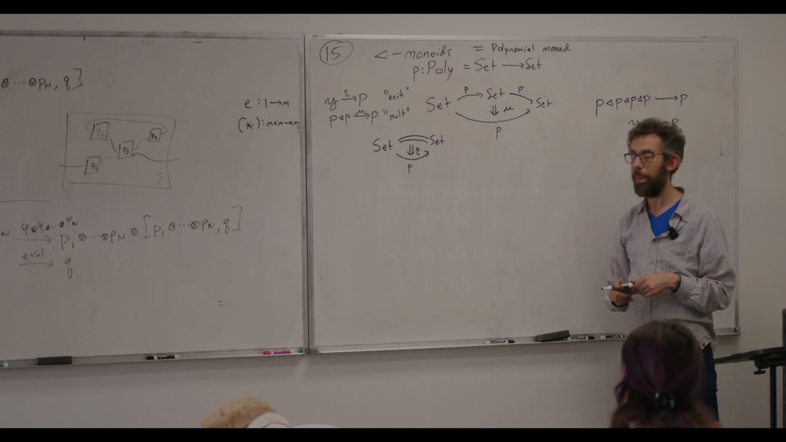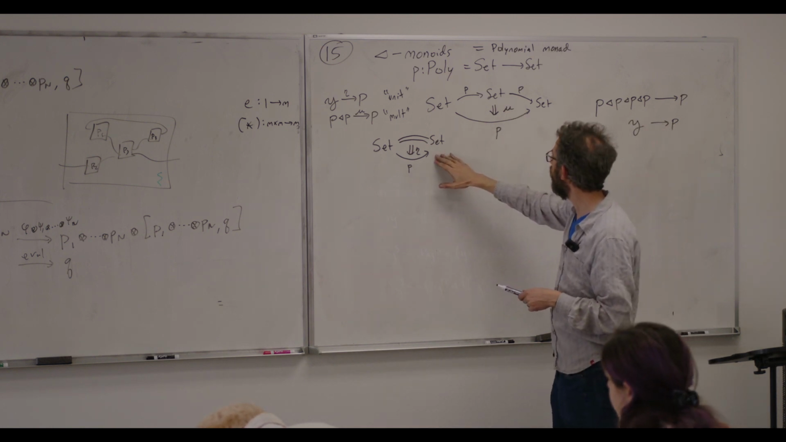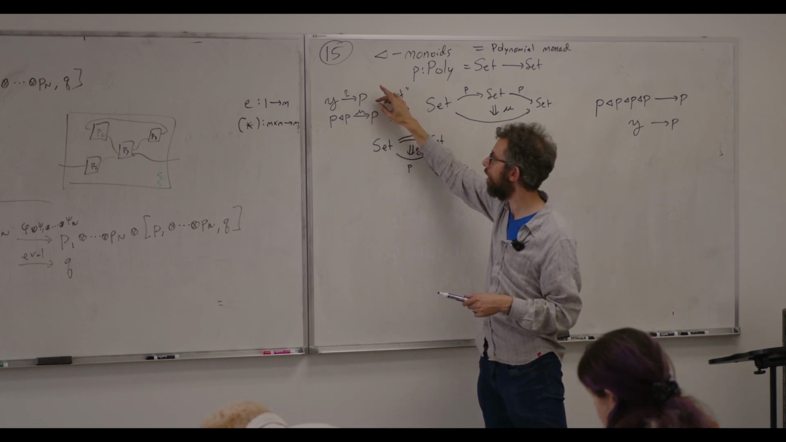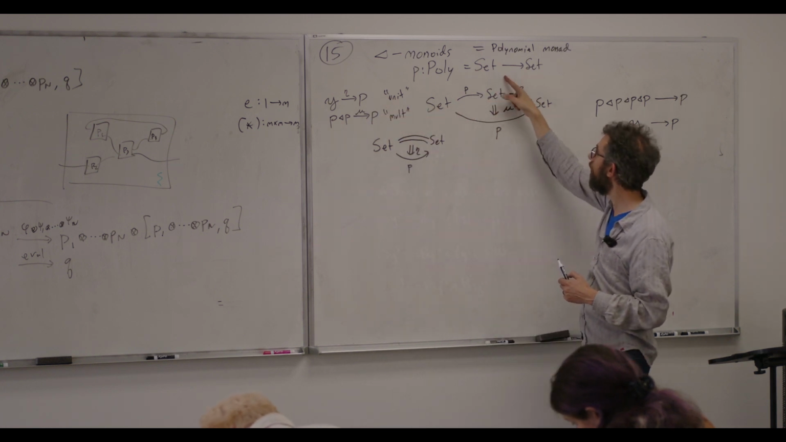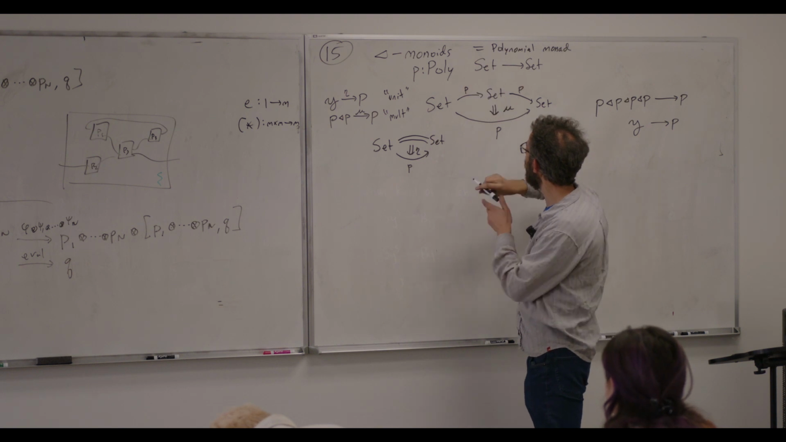Sorry, can you just explain the two diagrams? Which, these two? Yeah. Well, do you agree with this? P is a polynomial functor. So we're allowed to think of it as a map from set to set. This is wrong. It's an endofunctor.